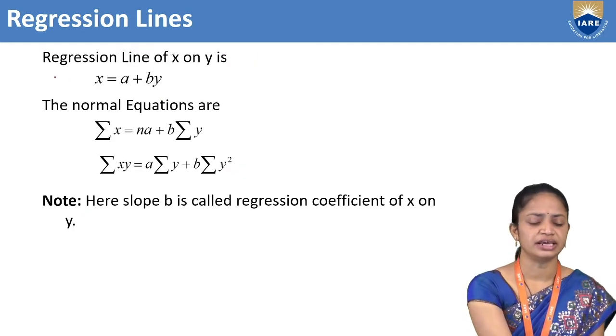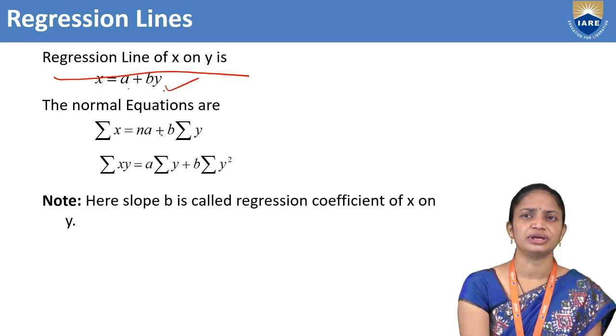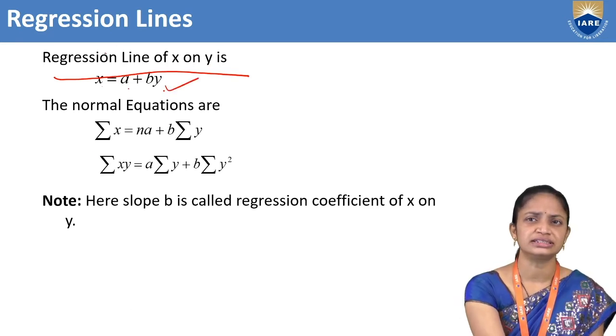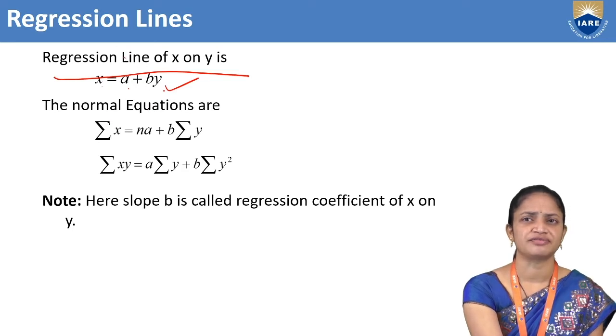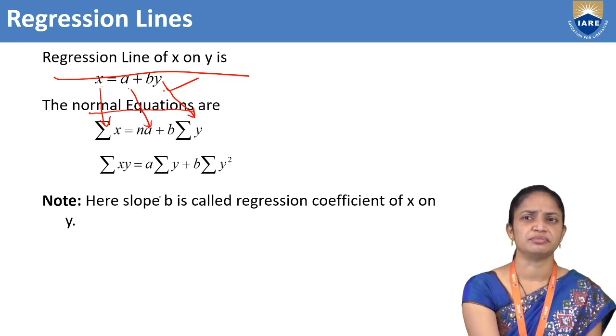Like that, the regression line of x on y is denoted with x equal to a plus by. The regression line of x on y is x equal to a plus by. For this regression equation or regression line, the normal equations are: sigma x equal to na plus b into sigma y.